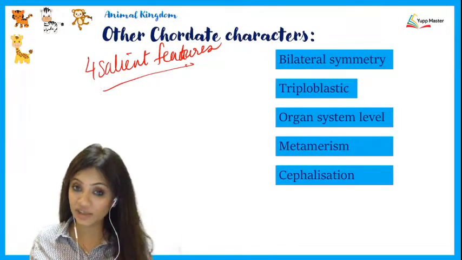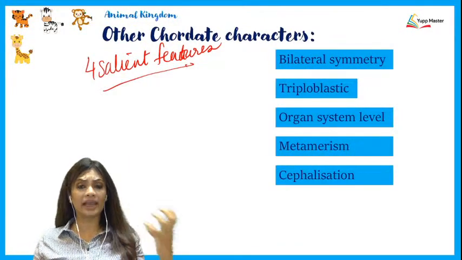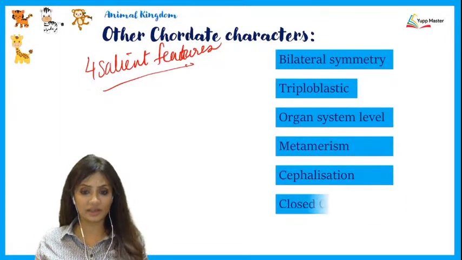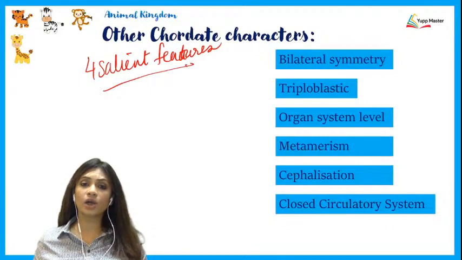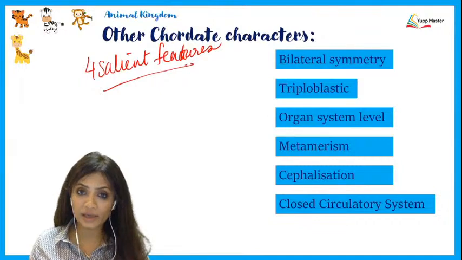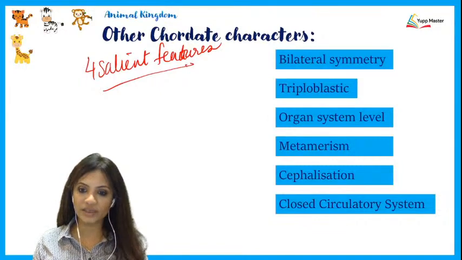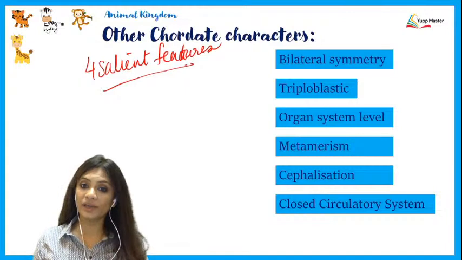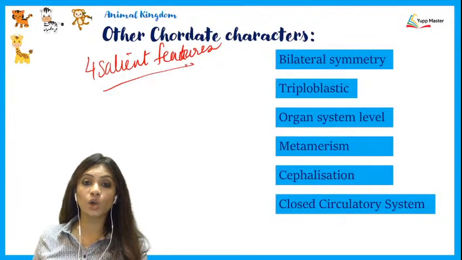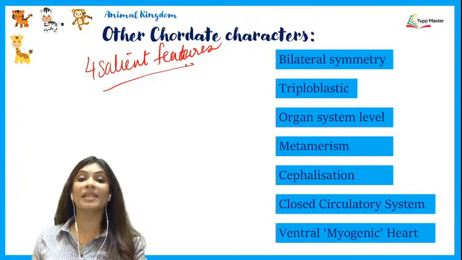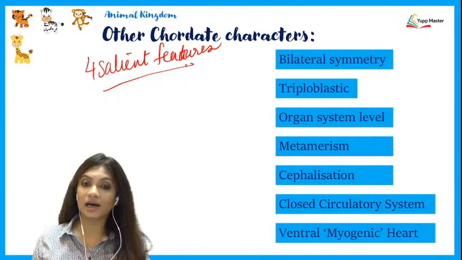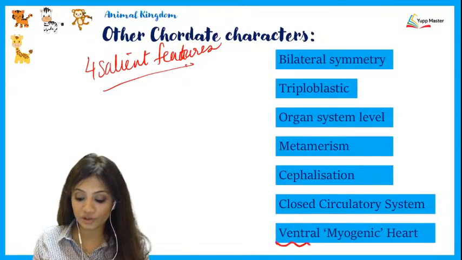Then there is cephalization, where a proper head region can be distinguished from the remaining part of the body. Then there is a closed circulatory system, where there is a heart, there is blood, and that blood always flows strictly inside the blood vessels. That's why we call this a closed circulatory system. And remember that in chordates, the heart is located ventrally.